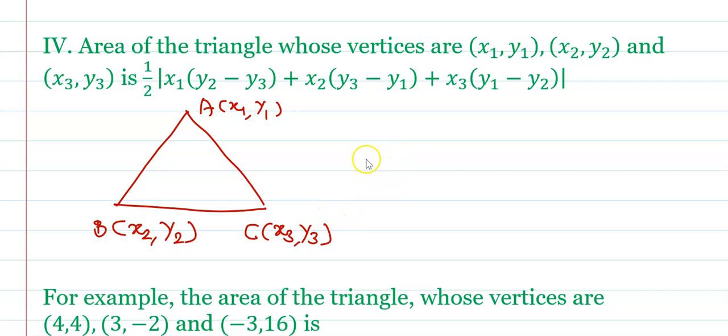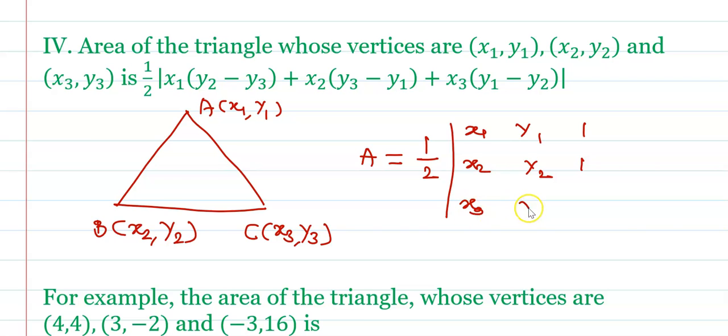We can find out this area with the help of the determinant also, and we can write that area equals 1 upon 2. You can remember this also like this. That is x1, y1, 1. Next is x2, y2, 1. And third is x3, y3 and 1.